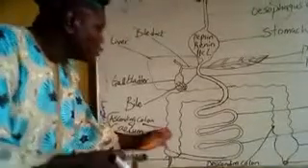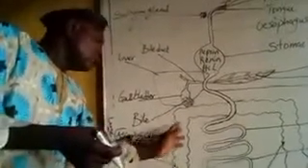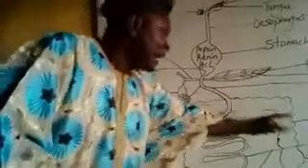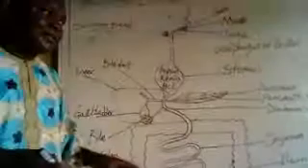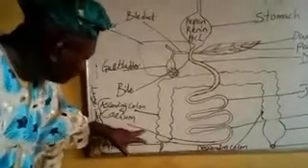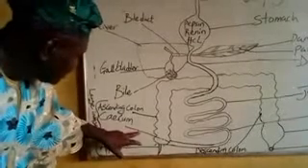Okay. The remaining ones will go like this, down to where we have the rectum. The rectum is a tube that stores feces before its final removal from the body through the anus. Look at the rectum. The rectum is also part of the large intestine. Look at the large intestine. We have the caecum.